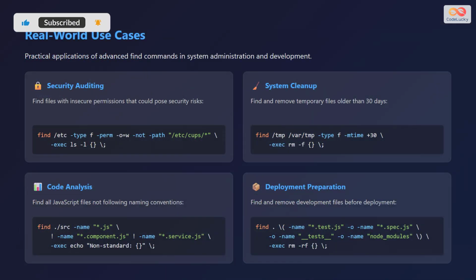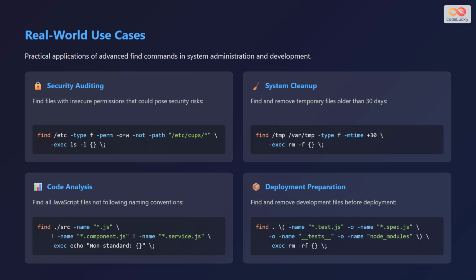Here are some real-world use cases and practical applications of advanced find commands in system administration and development. For security auditing, to find files with insecure permissions that could pose security risks, use the command find /etc -type f -perm -o=w -not -path "/etc/cups/*" -exec ls -l {} \;.